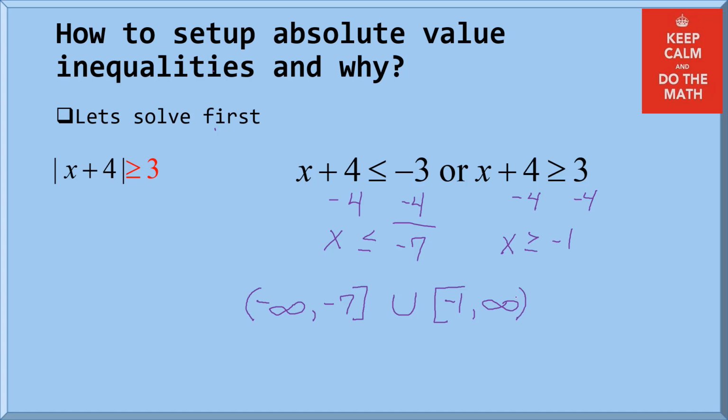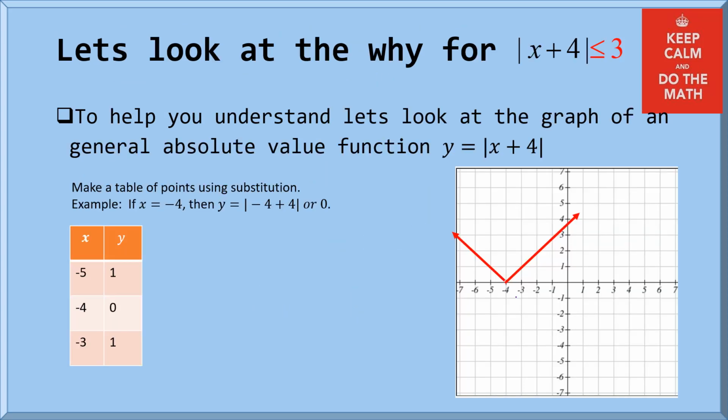But now I want to focus on the why. Why are we setting them up this way? Why do they come out this way? Let's look at the why for the first one. The absolute value of x plus 4 is less than or equal to 3. To help you understand, let's look at the graph of a general absolute value function. Let's take y is equal to the absolute value of x plus 4. If you are not familiar with the absolute value function's equation, it makes a v, and I'll do a demonstration by doing a table of points.